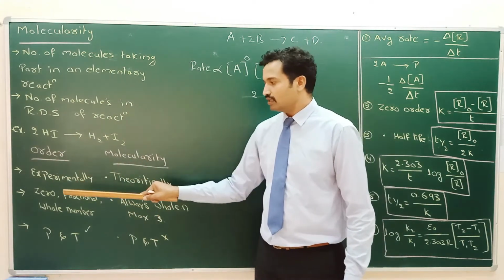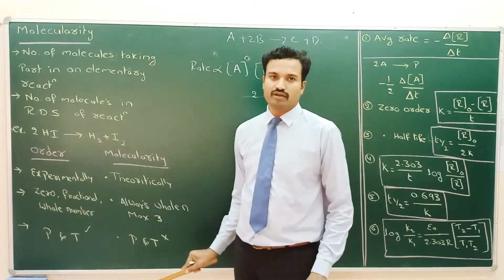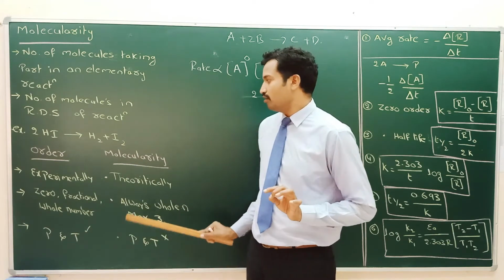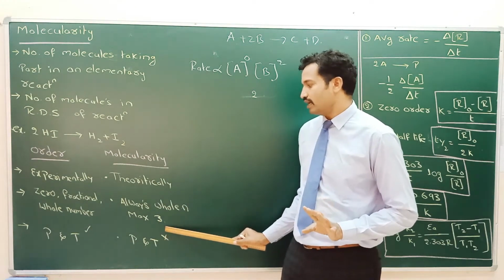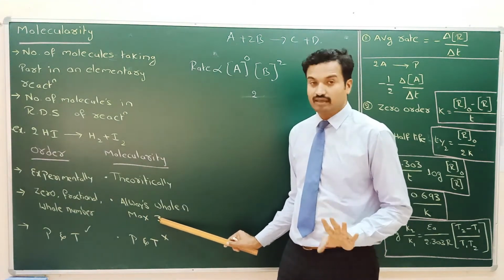Second difference. The third difference is that order may be 0, fractional or a whole number. Already we discussed, the order may be 0, fractional or whole number. But molecularity is always a whole number. The maximum molecularity is 3.